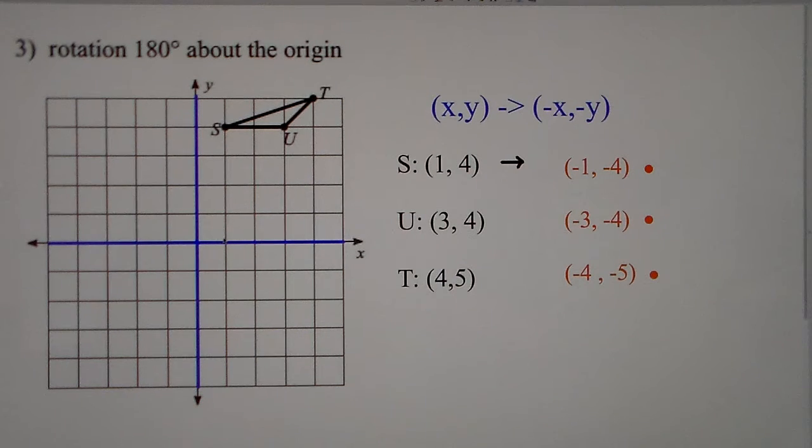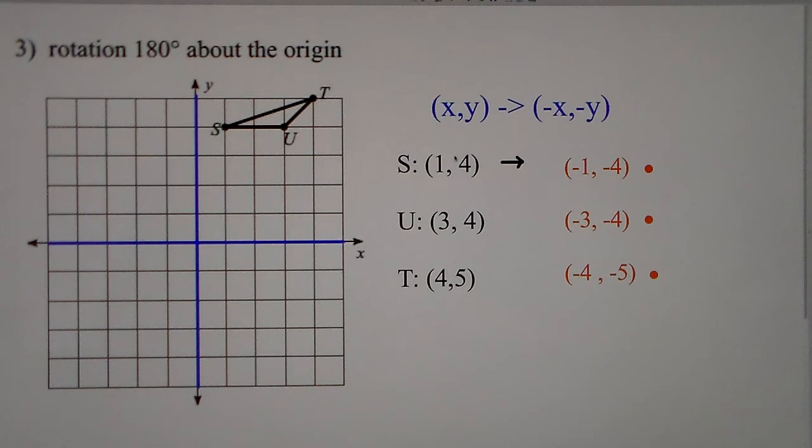S is 1 to the right, 4 up, hence why I wrote 1, 4. U is 3 to the right, 4 up, so U is 1, 2, 3, then 4 up. That's where my U is. That's how I got 3, 4. My T is 4 to the right, 5 up. Hence why I got T is 4, 5.